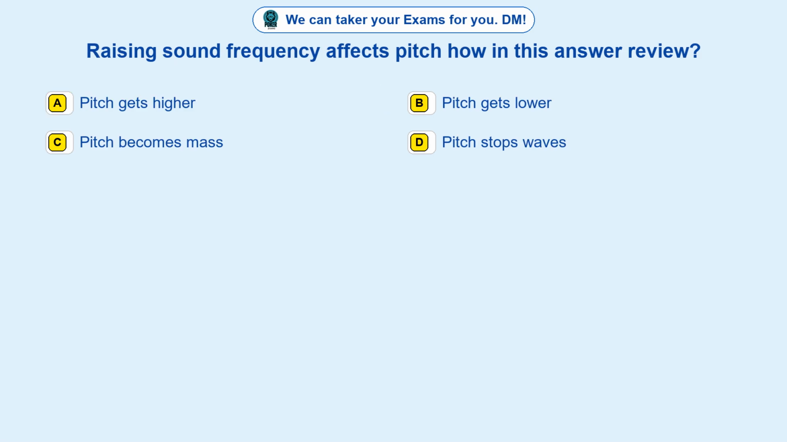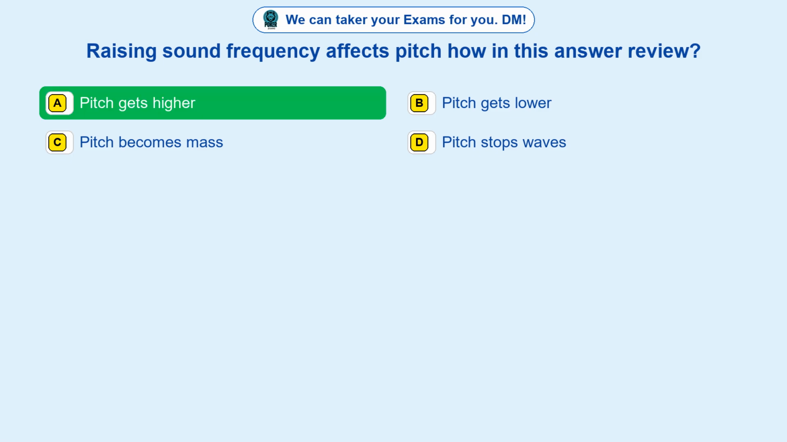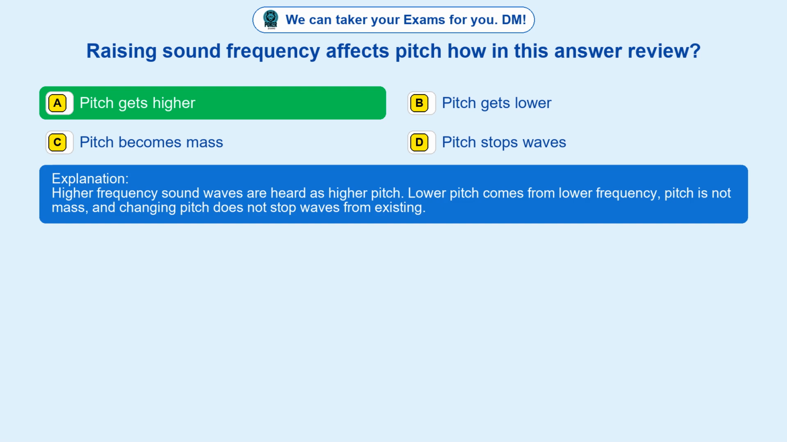Question 67. Raising sound frequency affects pitch how in this answer review? Option A, pitch gets higher. Option B, pitch gets lower. Option C, pitch becomes mass. Option D, pitch stops waves. The correct answer is option A. Pitch gets higher. Higher frequency sound waves are heard as higher pitch. Lower pitch comes from lower frequency, pitch is not mass, and changing pitch does not stop waves from existing.